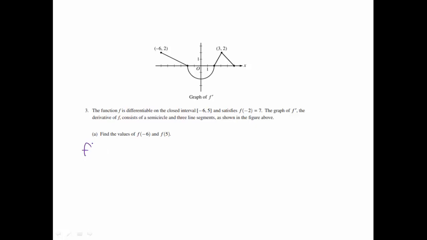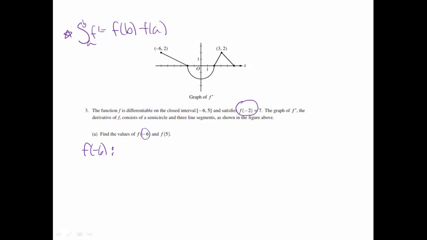So I'm going to start off with f of -6. I notice they give me one x value, and we are looking for the value at another x value. As long as they do that, we're pretty much going to be using the fundamental theorem of calculus. If you recall, the integral of f prime from a to b is going to equal f of b minus f of a. So that's the formula I'm going to be using.